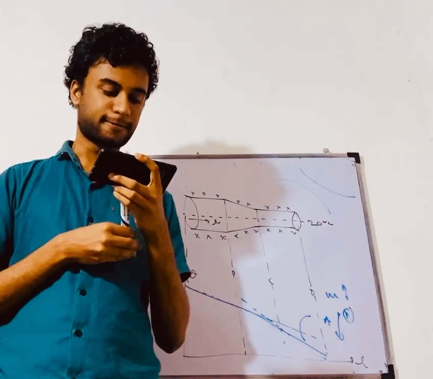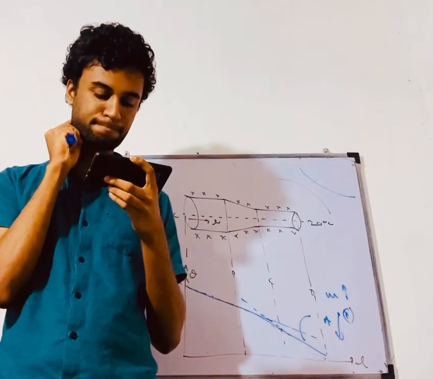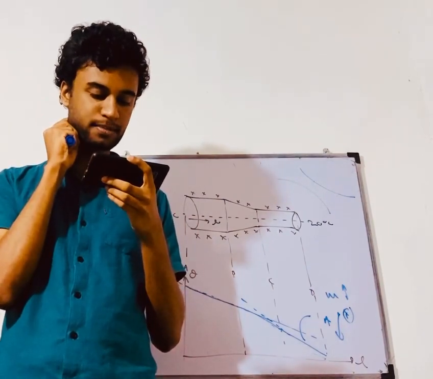Okay, so what are they asking? The possible path of A is represented by what's going to happen to A. So we have to think about the forces, right?